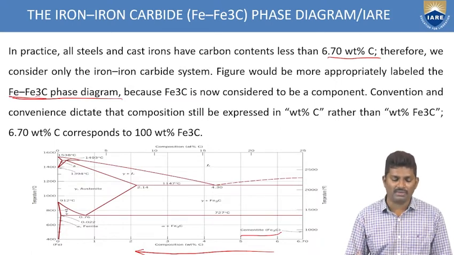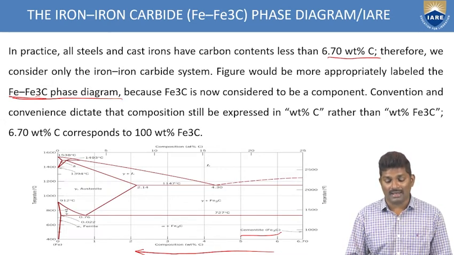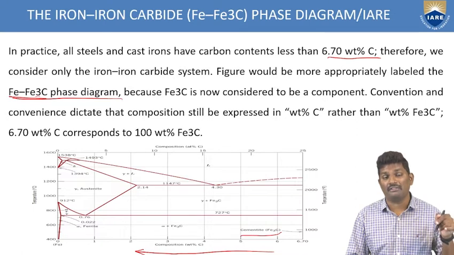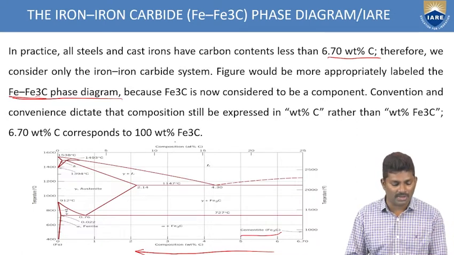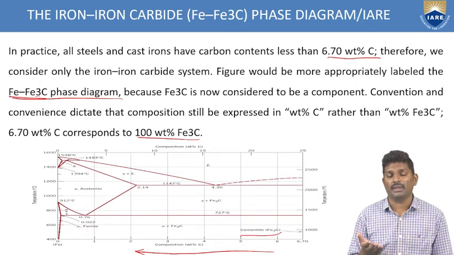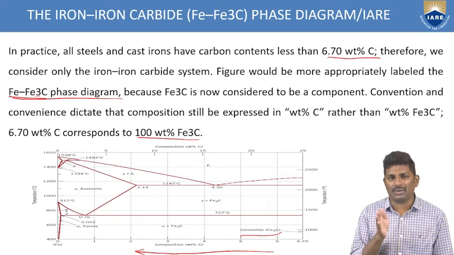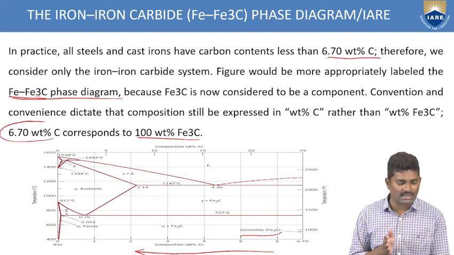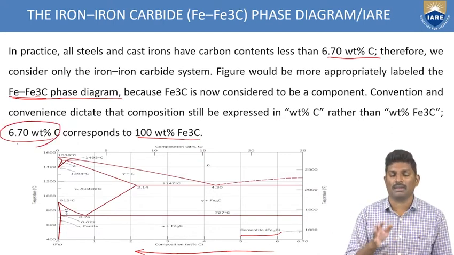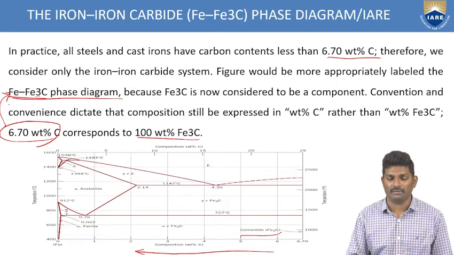So for convenience, the composition axis is expressed as weight percentage of carbon rather than weight percentage of Fe3C, that is carbide, corresponding to Fe3C 100%. If it were 100% weight of carbide, then it would go to graphite. That's why we are just writing it as 6.70 weight percentage of carbon. So we are restricting at this point, and we are naming it the Fe-Fe3C phase diagram for this given.